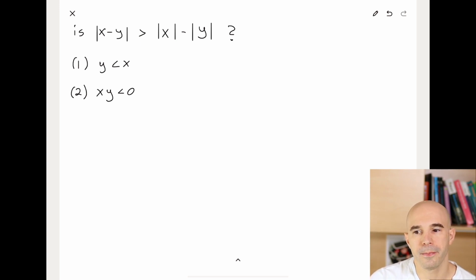In other words, under what circumstances would the absolute value of x minus y be greater than the absolute value of x minus the absolute value of y? That's what we need to think about. Under what circumstances would the answer be yes, versus, on the other hand, under what circumstances would it be no? If we can figure that out, then we can rephrase the question to something a lot more digestible. And then evaluating the statements should be pretty quick and easy.